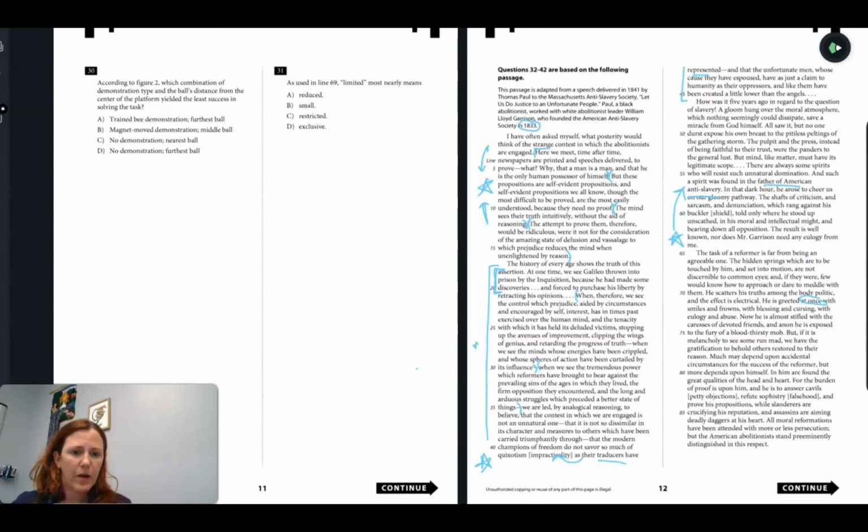When we see the tremendous power which reformers have brought to bear against the prevailing sins of the ages in which they lived, the firm opposition they encountered. So this is more about reformers and what they encounter, whereas the first one talks about prejudice.